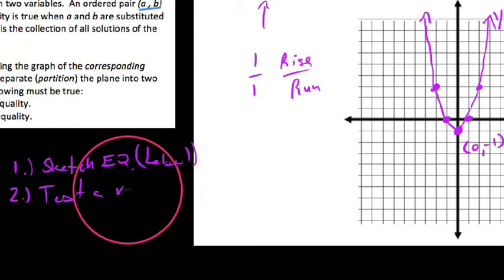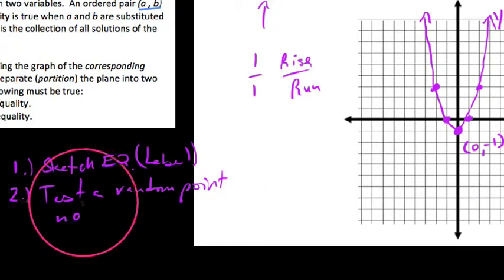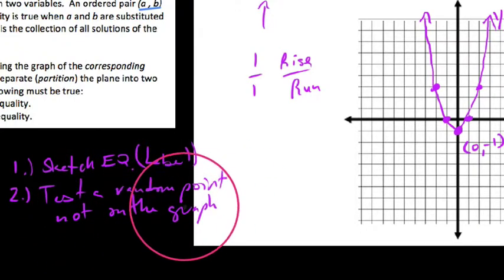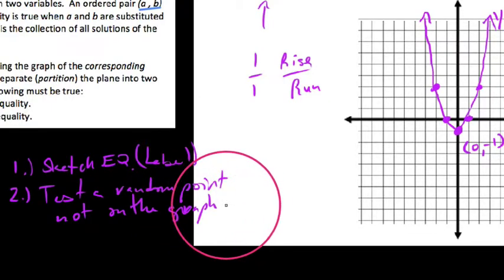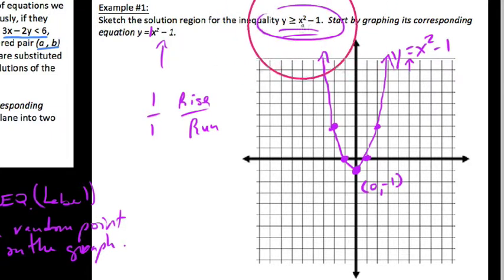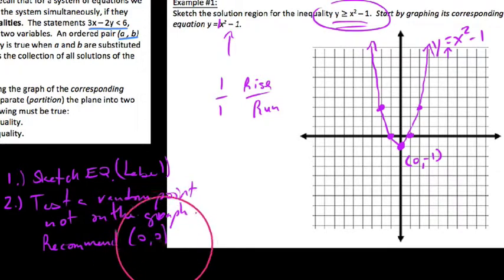I'm going to test a random point. And let's make a note here, not on the graph. The reason is that those points give you a valid statement with the equation. Whether it'd be true with the inequality depends on whether it's or equal to or not when you look at your inequality statement. So we're going to test a point. I'm going to recommend a point, and you can't always use it, but 0, 0 is easy to plug in, and clearly 0, 0 is not on the graph of this right here. So we say 0, 0.